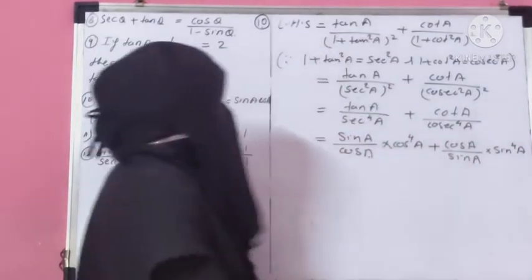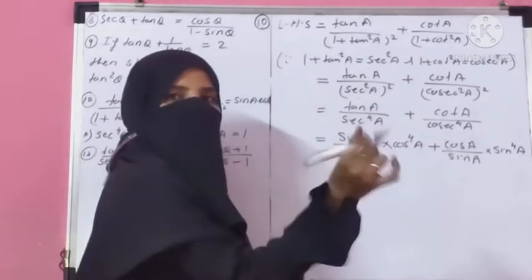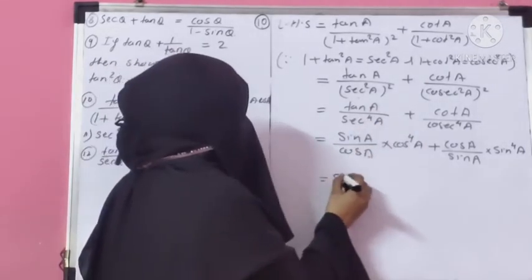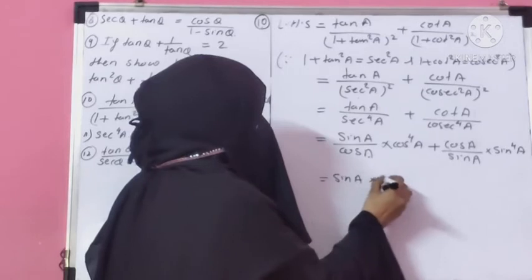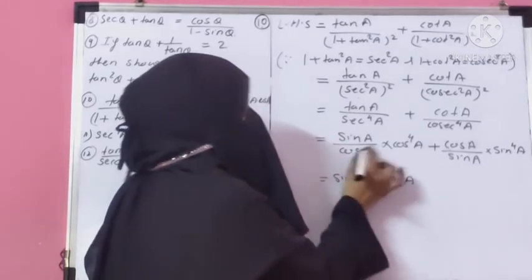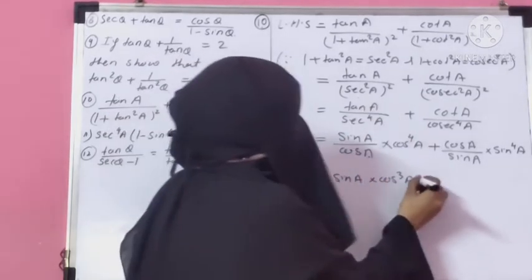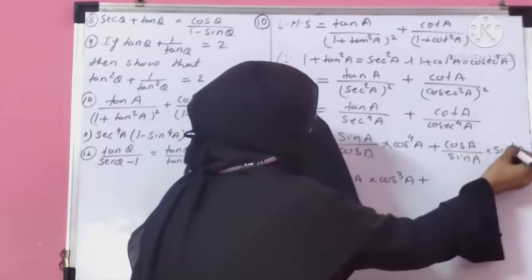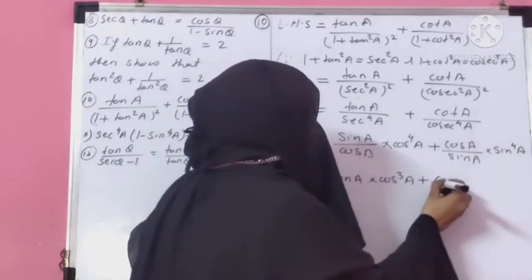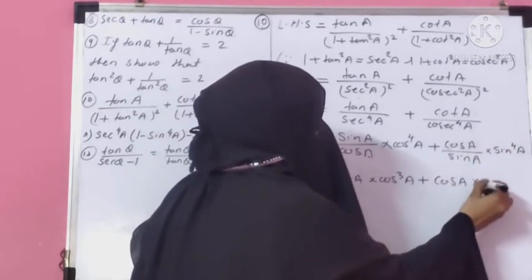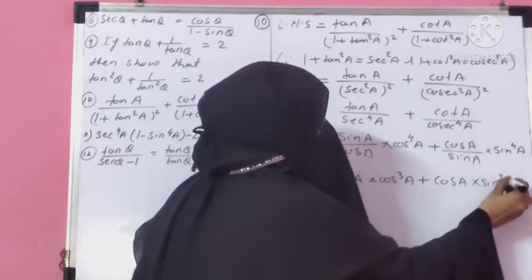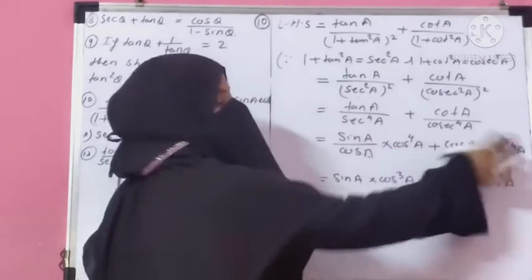Now the next step, 1 cos gets cancelled. Then the next step is sine A into cos raised to 3A. Now 1 sine gets cancelled. Then the remaining is cos A into sine raised to 3A.